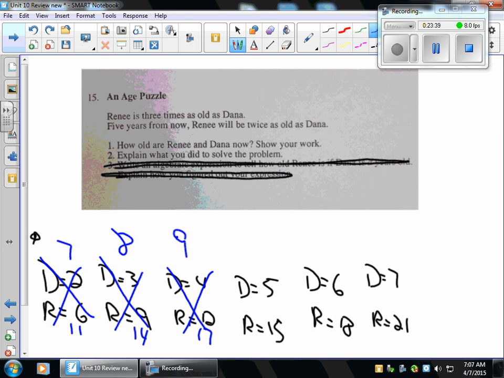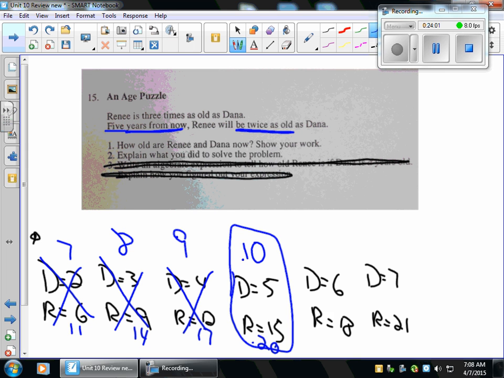Remember, we're adding 5, 5 years from now. Renee will be twice as old. If Dana is 5, she'll have to be 10 5 years from now, which means Renee would be 20. 10 times 2 is 20. Here's your answer, kids. So you have to kind of plug some different numbers in.